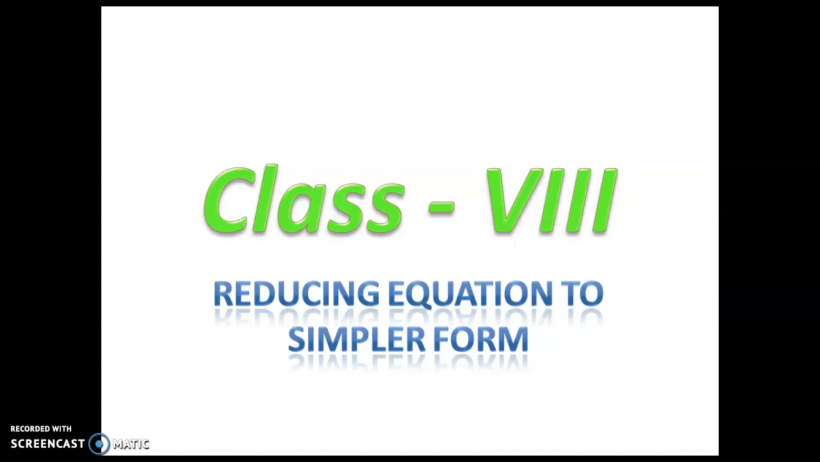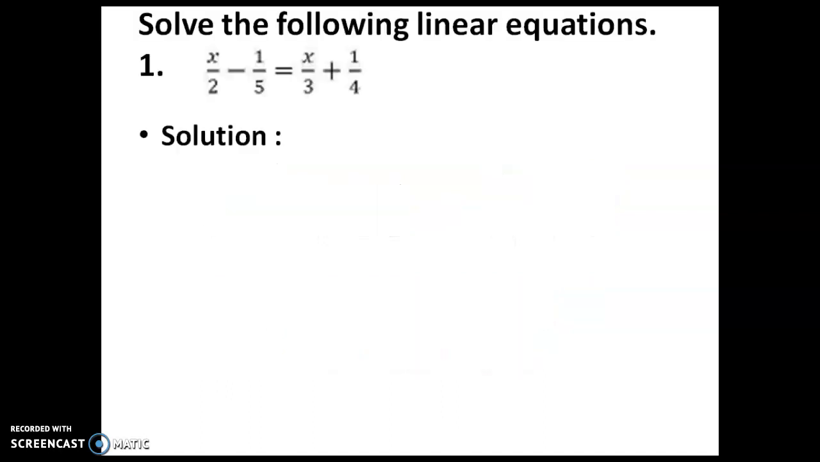So in this exercise 3.5, questions are given with fractions or with brackets. We have to reduce them to the simplest form. Okay, so that's the exercise. So let's see the first question. Solve the following linear equations.